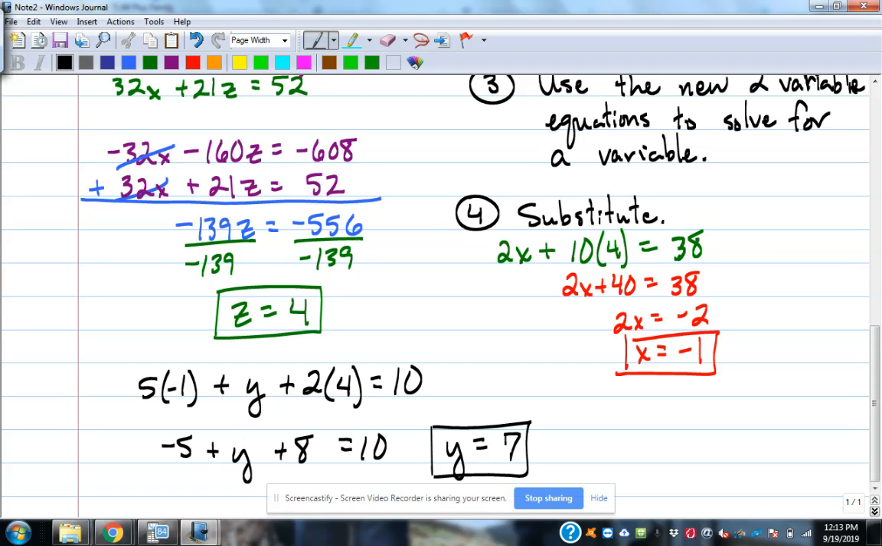How did we write our answers with systems of equations? With two variable systems as an ordered pair. So with the 3 variables, we're going to write an ordered triple. It's always x, y, z, or if they use different letters, it's in alphabetical order is how it's normally done there. So this would be -1, 7, 4.